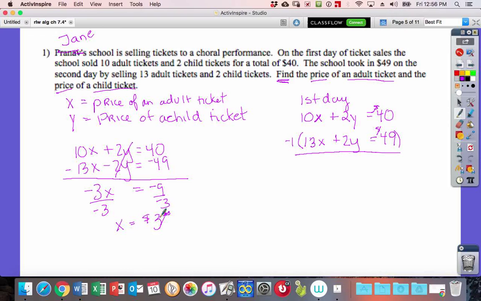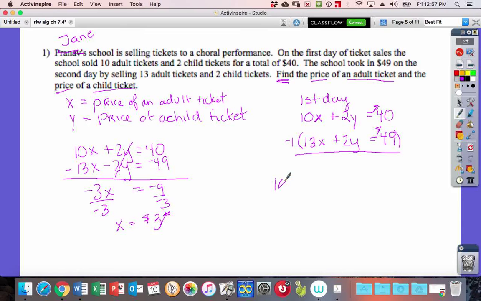$3. Okay, now I have figured out the price of the adult ticket, but I need to find out the price of the child ticket. So if I know x is $3, I can substitute that value back into either this one or this one, and I can solve for y, which is the price of a child ticket.